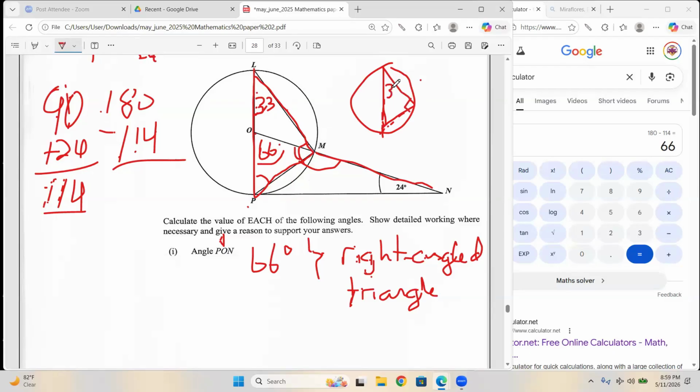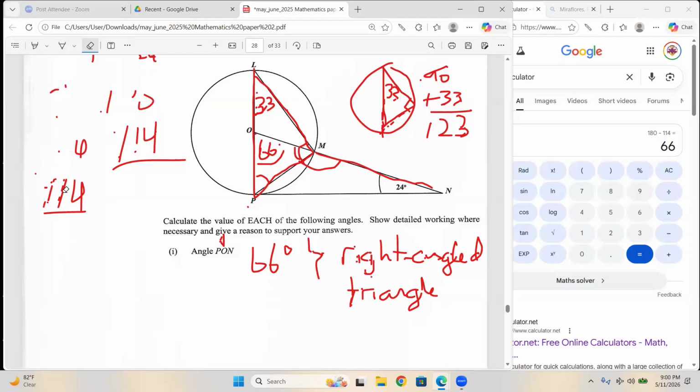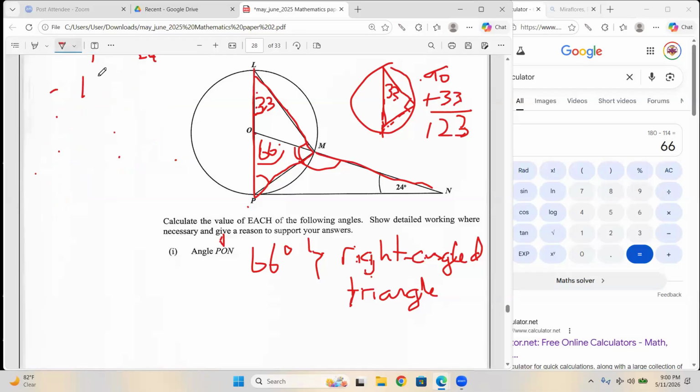We just found that this was 33. So if we add these two, 90 and 33, and then take it away from 360, no, 180, sorry. What do we get here? 123. And then we take it away from 180. Let me take off this. Probably could have left the 180 part, but I already interfered with it. So yeah, 180 take away 123 is what?